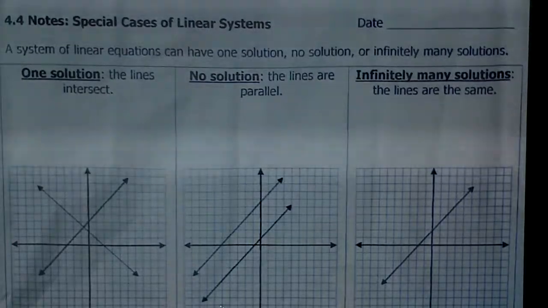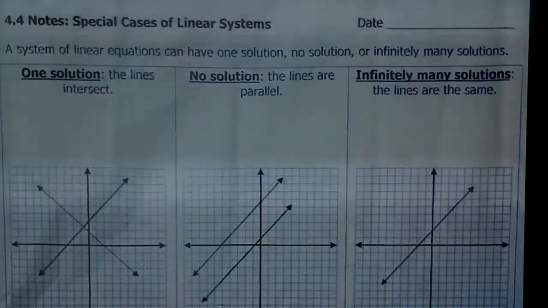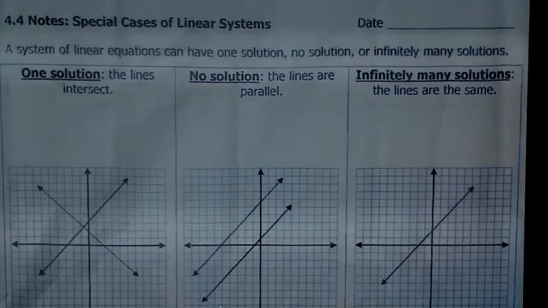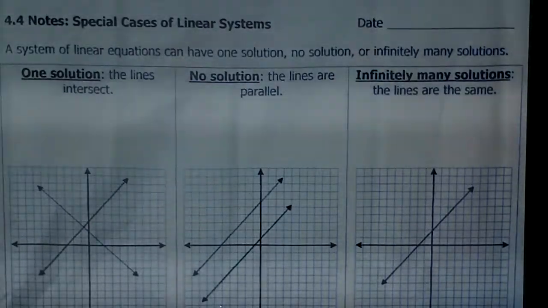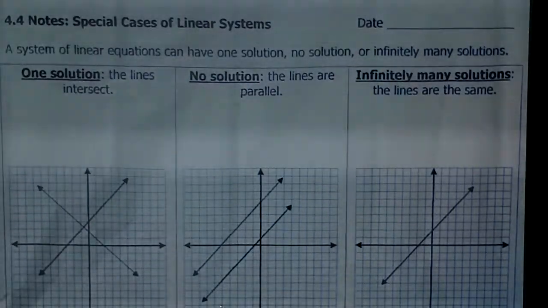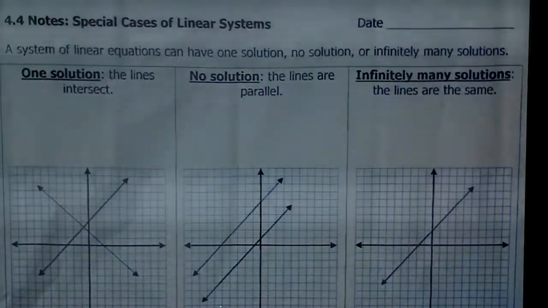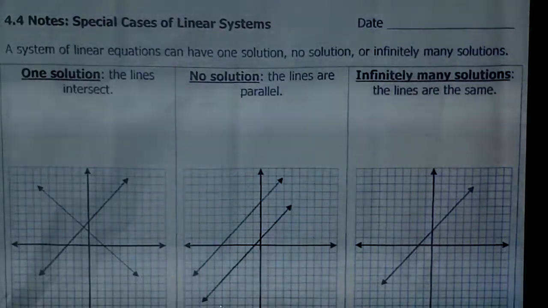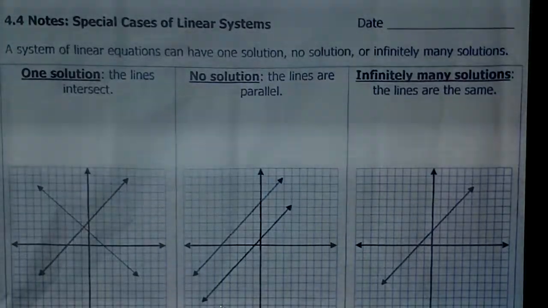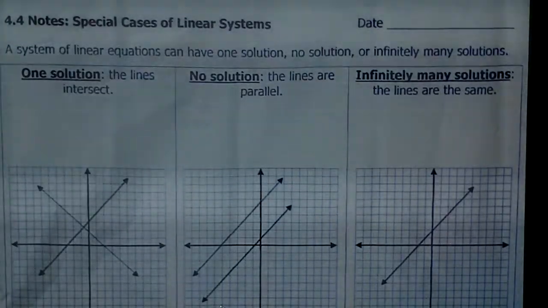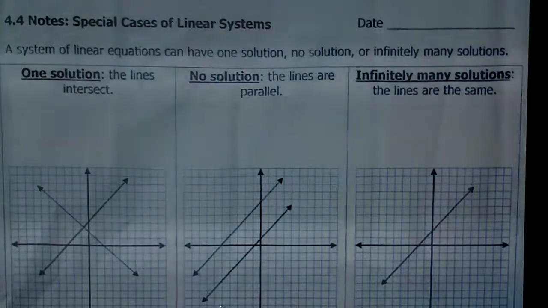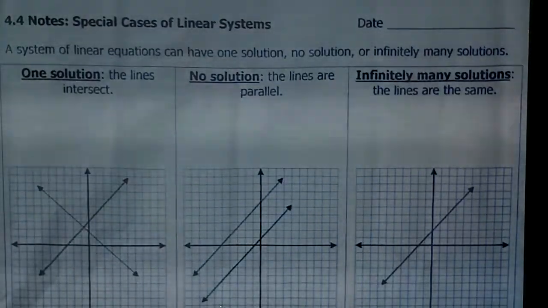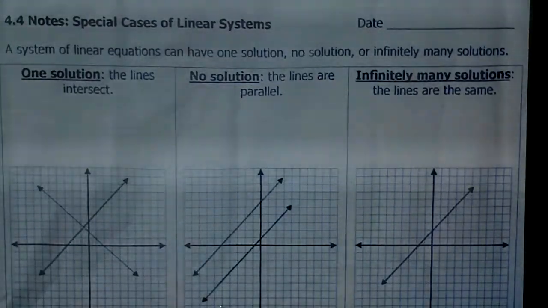We're still in systems, but we're going to talk a little bit about special cases. With all the methods that we have used to solve systems, there's always been one solution. What I need you to understand today is that sometimes there are no solutions to the system, and sometimes there are infinitely many solutions, meaning that any ordered pair that you plug in is going to work. So our objective is to figure out when there is a special case.